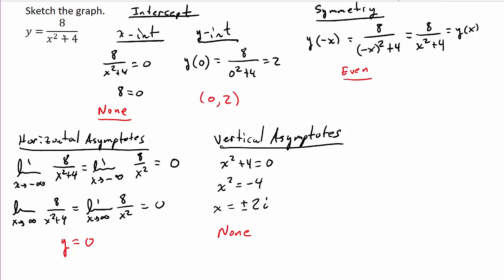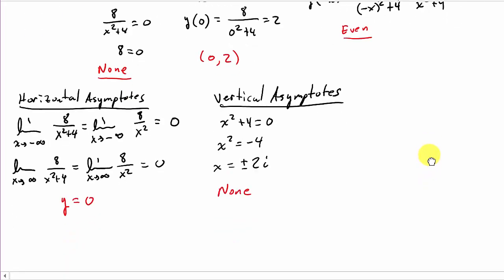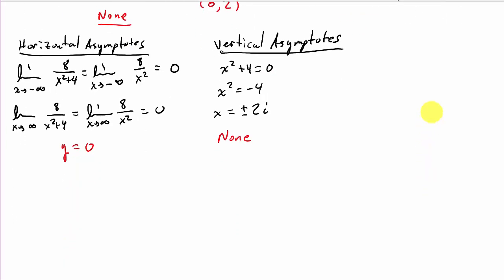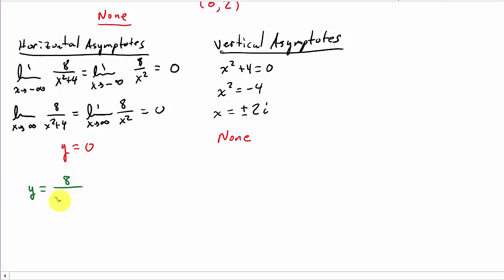All right. So now we've got to do what? We've got to do increasing, decreasing, local max and mins, concavity, and inflection points. And what I'm going to do here is go ahead and write the problem down again just so we can see it.